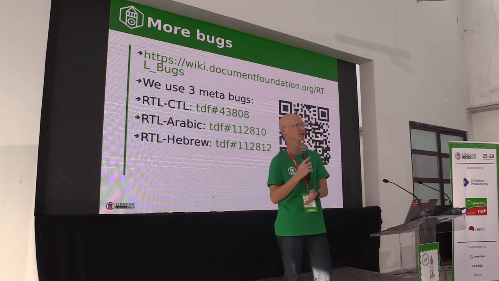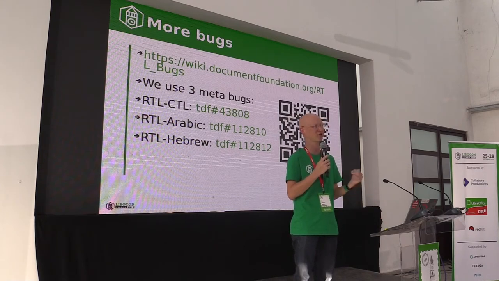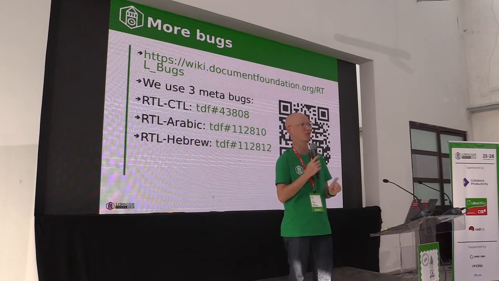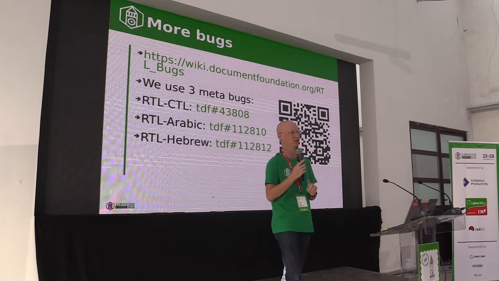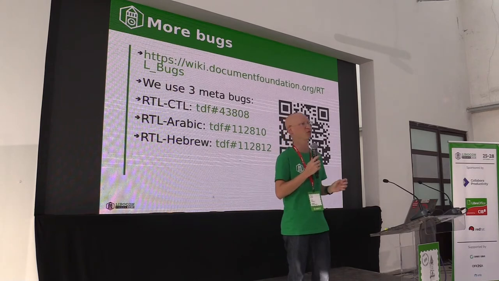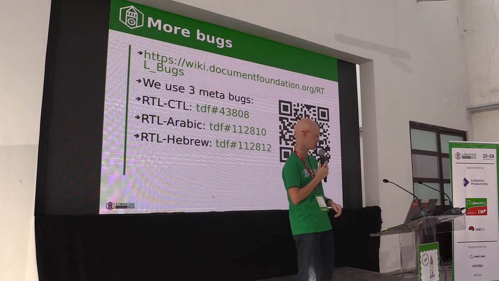I go to the other community and ask them, does it happen for Arabic as well? If yes, it's a right-to-left or CTL bug. If not, it's just a Hebrew bug. That goes both ways. We saw it to be a very efficient process, since you need just one person from each sub-community, and then you know if it's a general issue or a very specific issue.